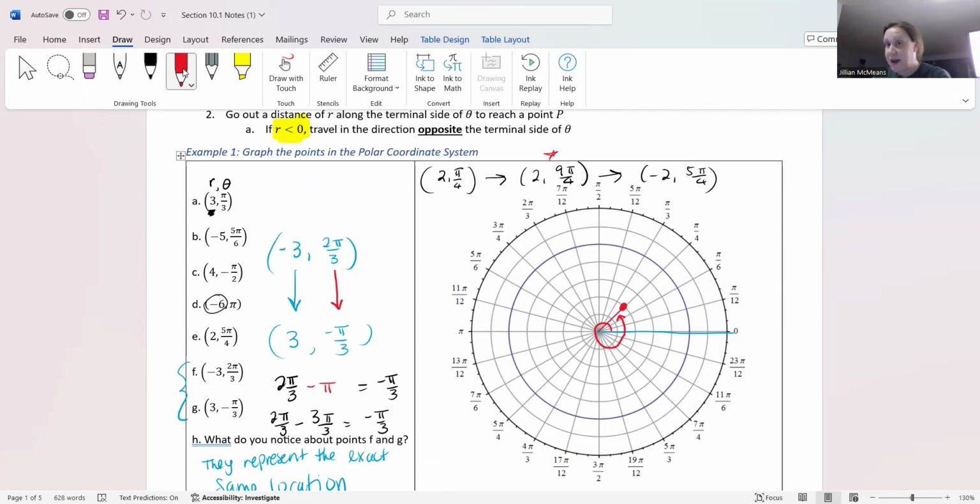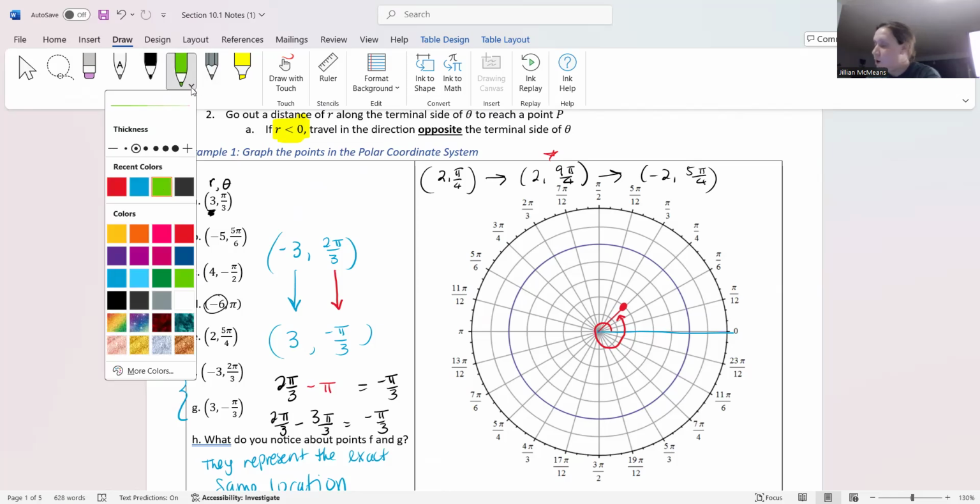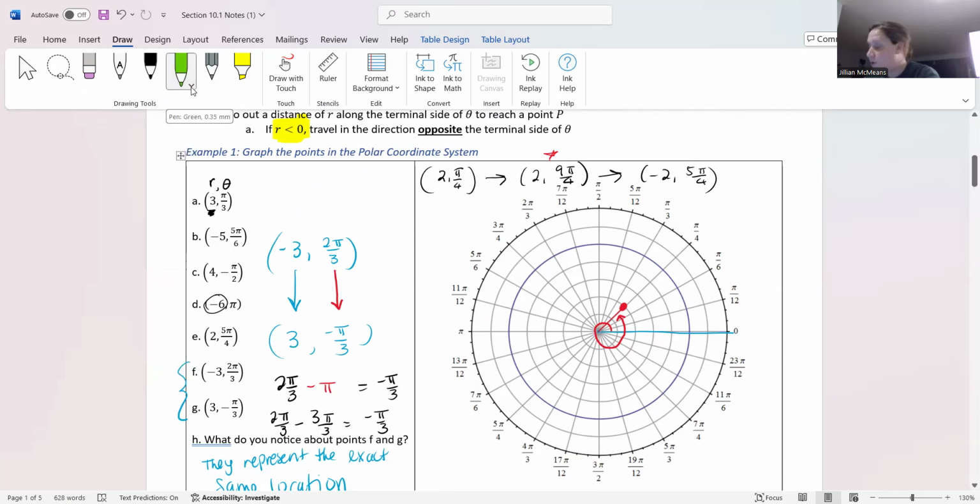Now, instead of keeping R positive, we decided to switch the sign on R, which means we just add or subtract just a single pi from our original theta. So we did that. So let's do this one in green. Okay, we need to measure out 5 pi over 4 radians. So 5 pi over 4 is down here. But this time my R is negative.